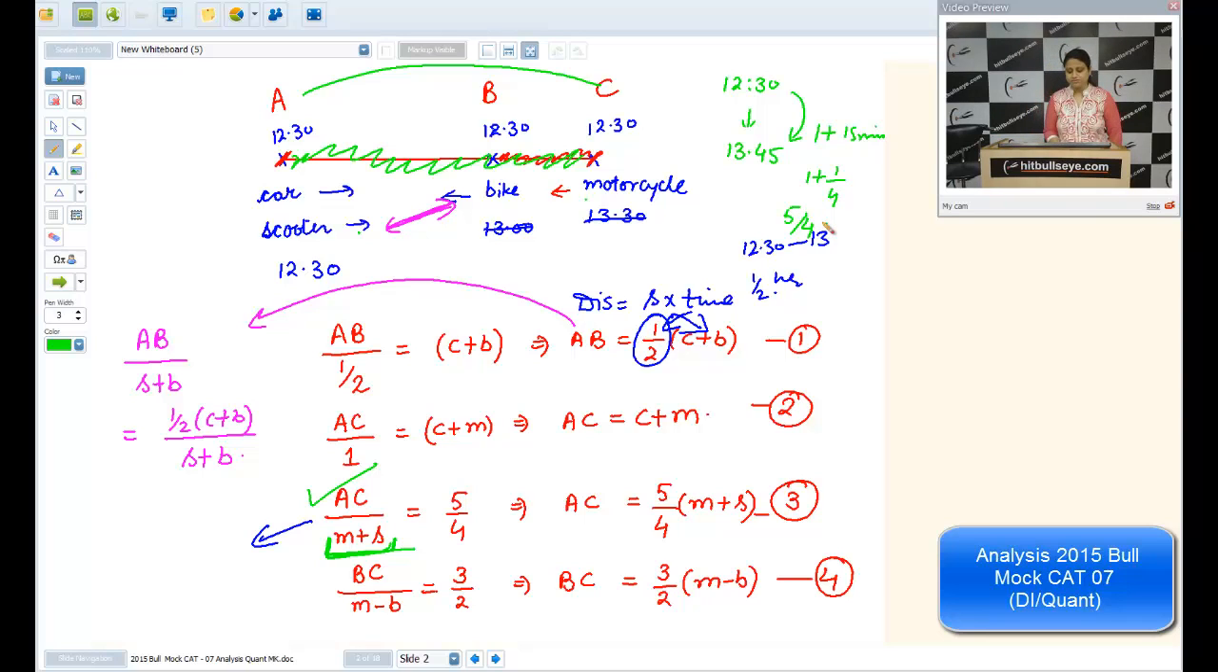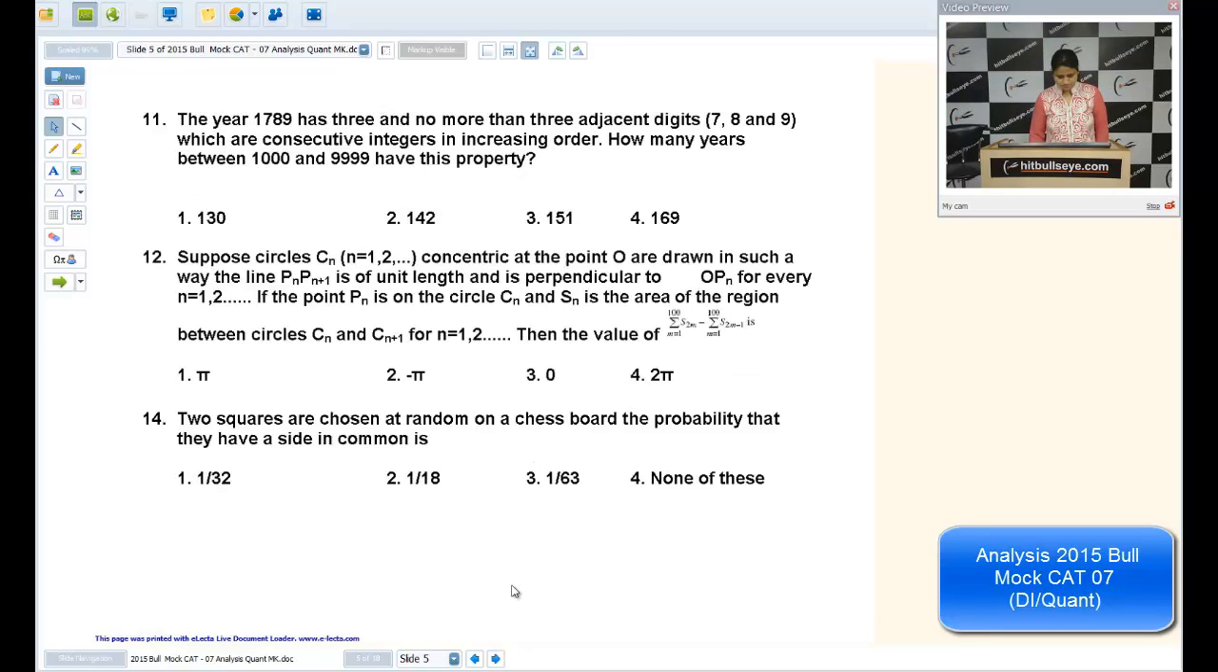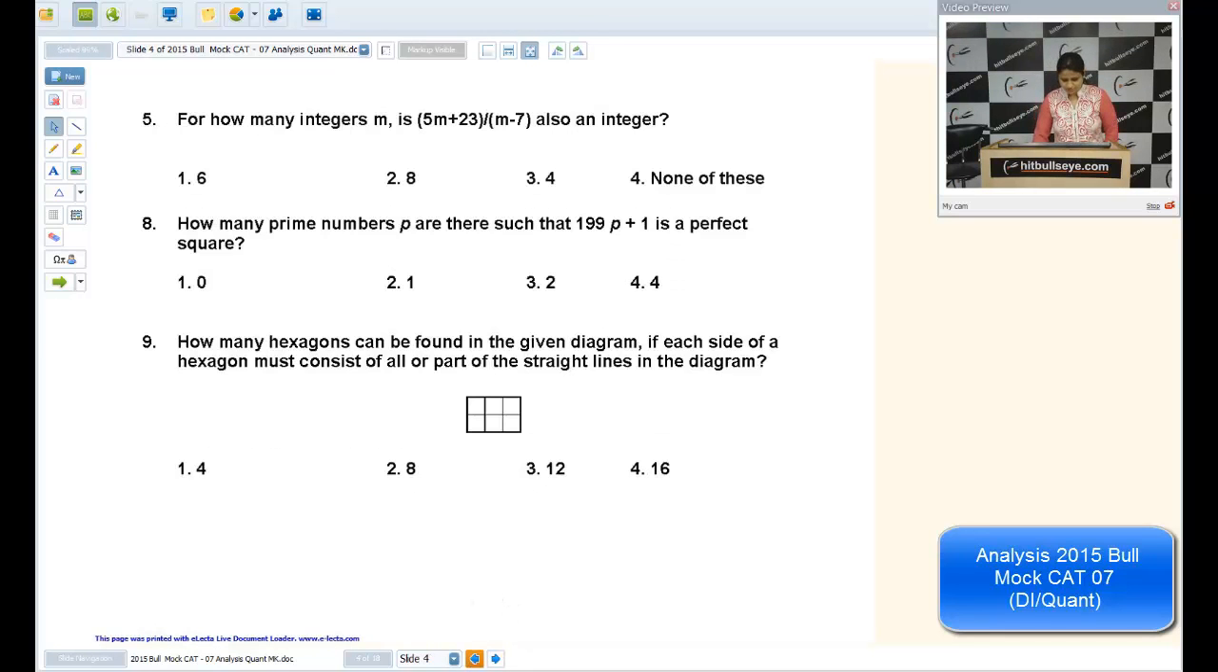I'm using the same formula: distance is equal to speed into time. Is it okay? In the last case, now you can understand the usage of 3 by 2. That is the time again. Is it okay, Neha? Should I move further? Okay, let us move. It was question number 5, 8 and 9. Any problem in these questions?